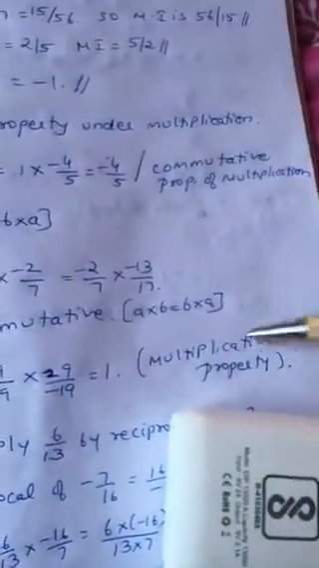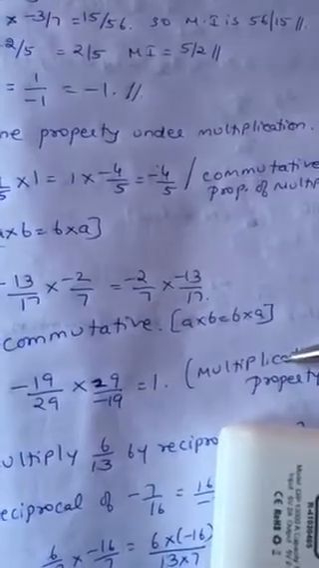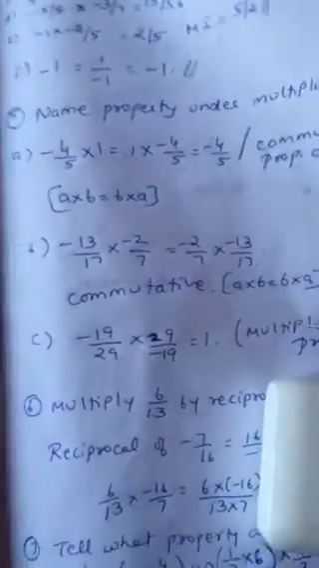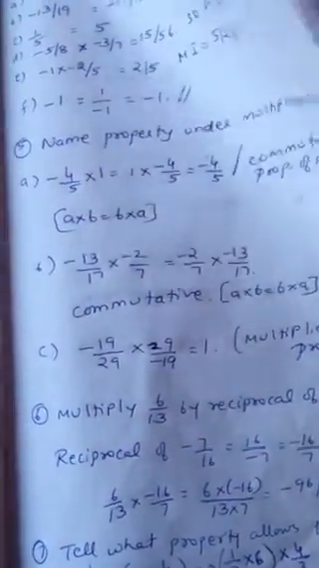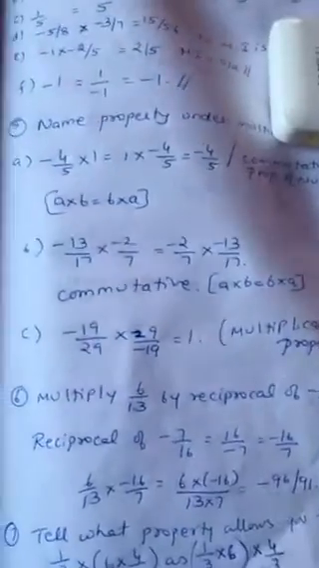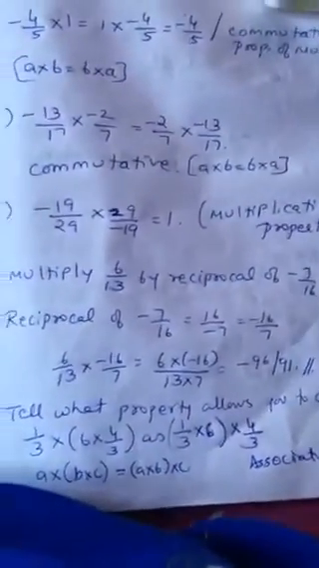So multiplicative property, inverse property. Okay, multiplicative inverse, we know that A into 1 by A is equal to 1. So similarly the same thing is given here, A into the reciprocal is equal to 1. Now the next question comes here. You have to multiply 6 by 13 by reciprocal of minus 7 by 16.